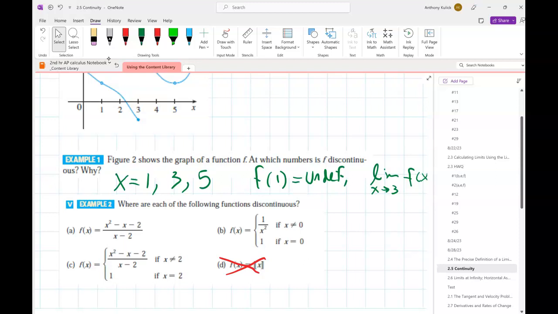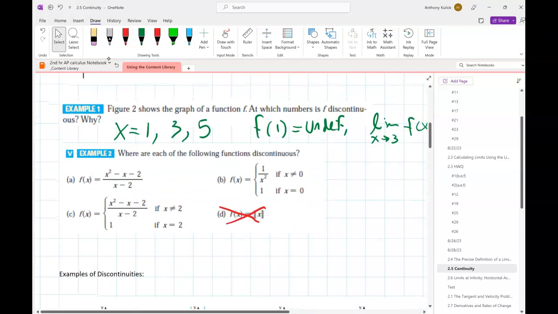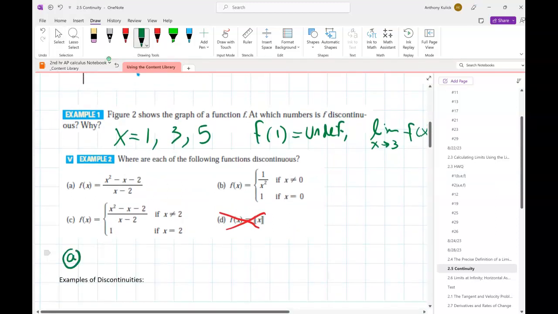Let's look at some other graphical examples. Let's look at some equations. All right, looking at A. Where's the discontinuity in A? X equals 2. Great. How do you know that? Because the function is undefined there, right? Can't have continuity if f of a doesn't exist, or if f of a is undefined, right?